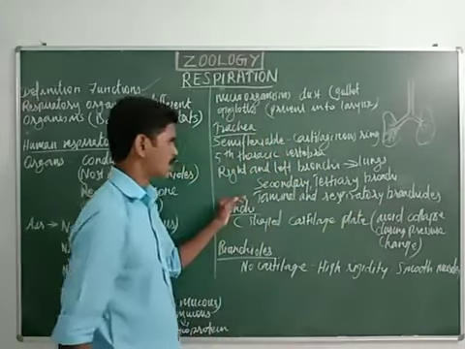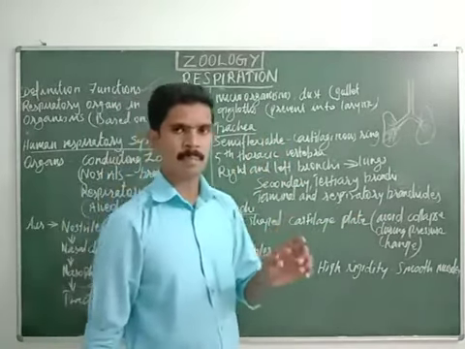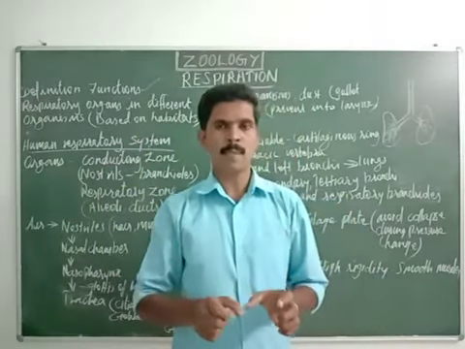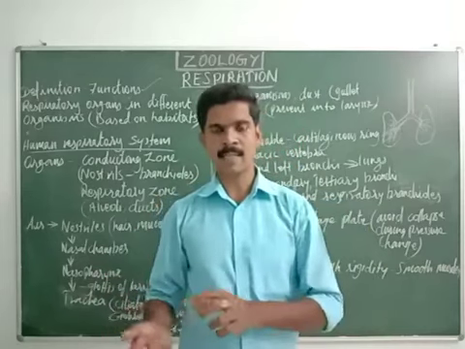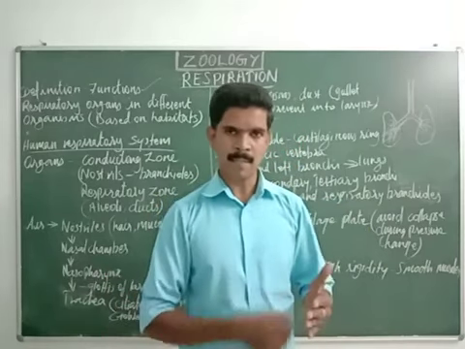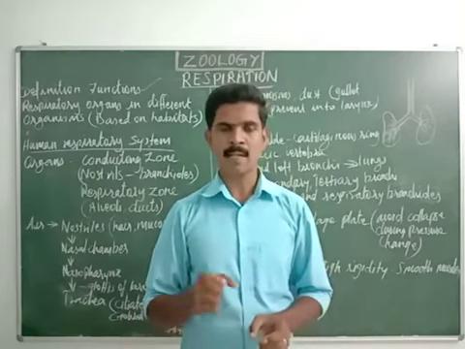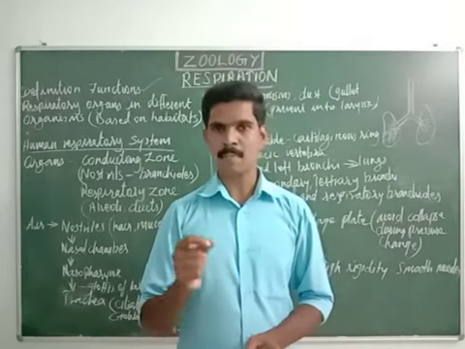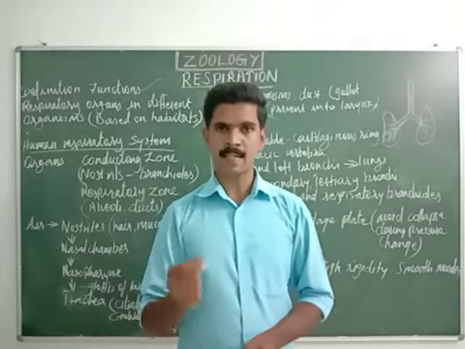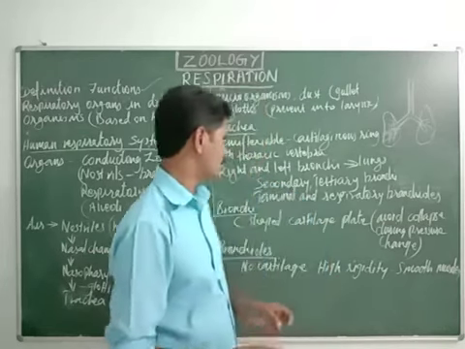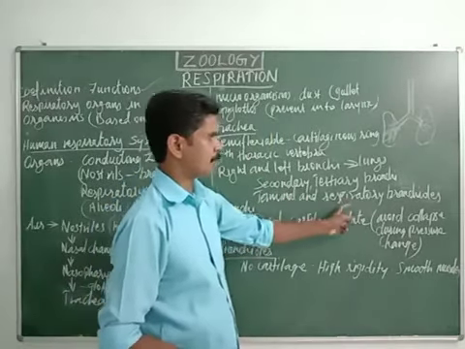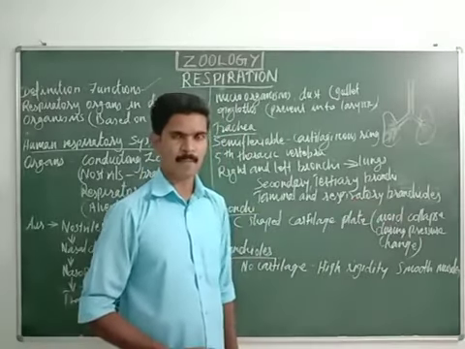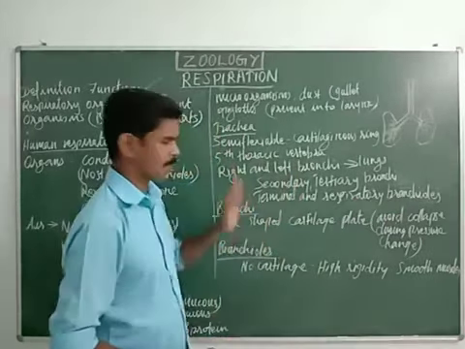So dear students, once again let me say: the posterior end of the trachea is divided into right and left branches. These two branches enter the right lung and left lung. After entering the lungs, the branches are again divided into secondary and tertiary bronchioles, which are again divided into terminal and respiratory bronchioles. Hope you have understood the structure of the trachea.